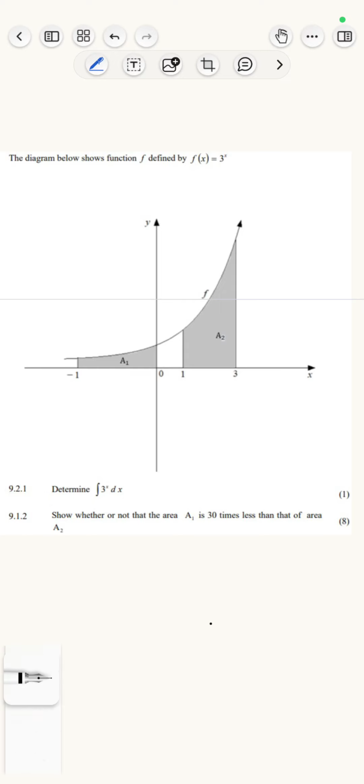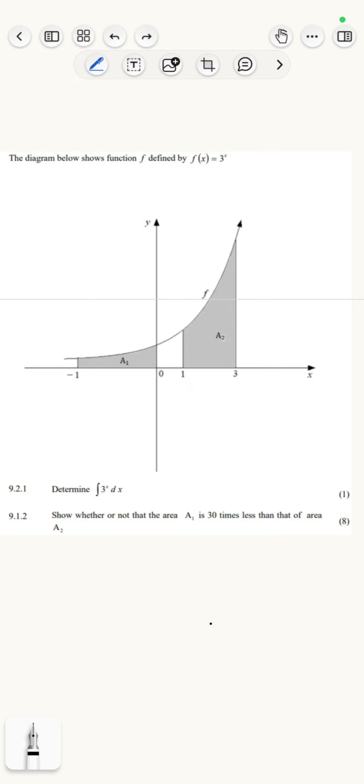Right. So what are you actually doing when you're doing integration? What you're actually doing when you're doing integration is you are determining the area under a curve. Okay. So here we have A1, here we have A2. So there are two areas under the curves. In order to find the area under the curve, you're going to integrate.